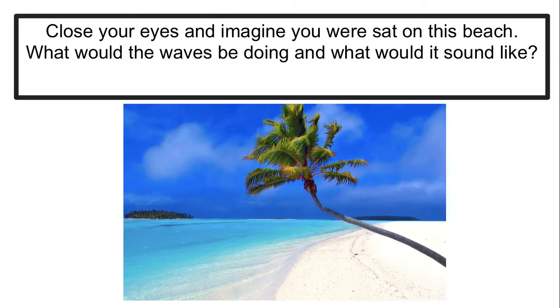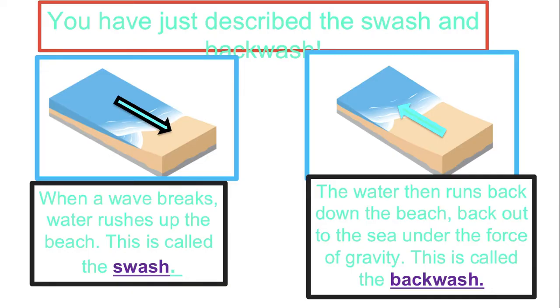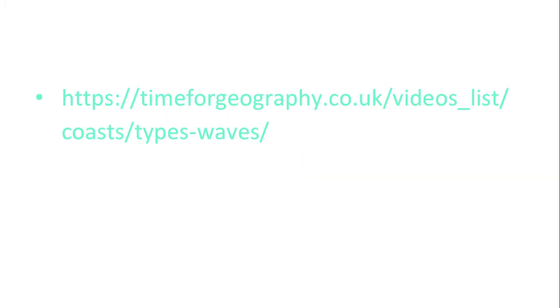Now just imagine you were sat on this beach, and obviously you can't do that at the minute, but what would the waves be doing, and what would it sound like? You might be thinking that's a weird thing for me to ask you to do, but that's because these two processes are really important. We've got swash, and then backwash as it goes back. When a wave breaks and rushes up the beach, this is called swash, and as it goes back out to sea, this is the backwash. It's a balance between swash and backwash that decides what processes and landforms are created in that area.